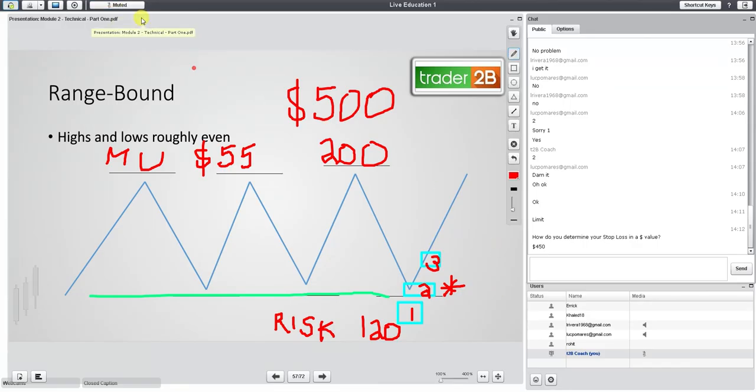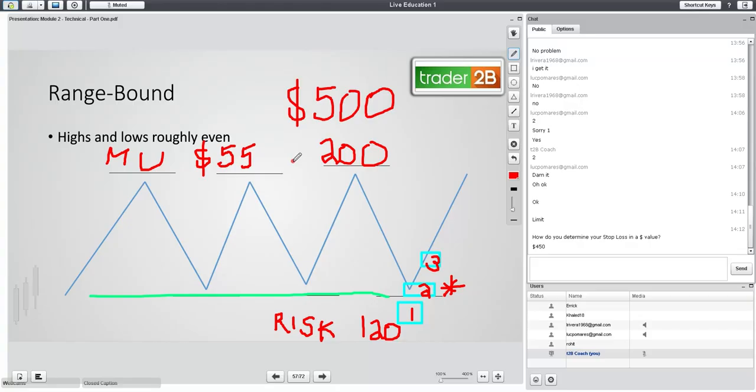Just give me one second here while I pull out the calculator. Okay, so let's say, sorry about that. So I had to pull out the calculator here.